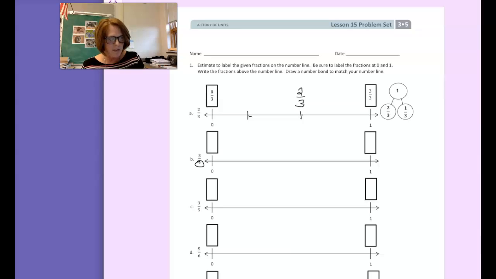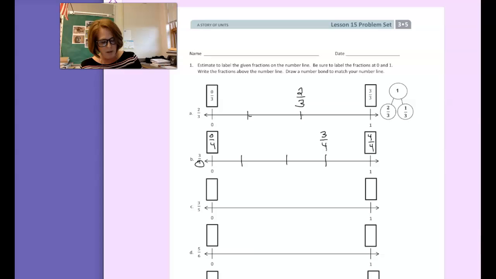Let's take a look at letter B. This is fourths. So we're going to divide our line into fourths. If it's fourths, that means we need 3 lines, right? So let's label 0/4 and 4/4 because they want us to label 0 and 1. And now we're going to count until we get to 3/4. 1/4, 2/4, 3/4. So we're going to label 3/4.